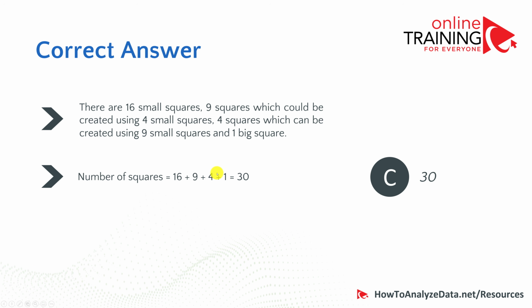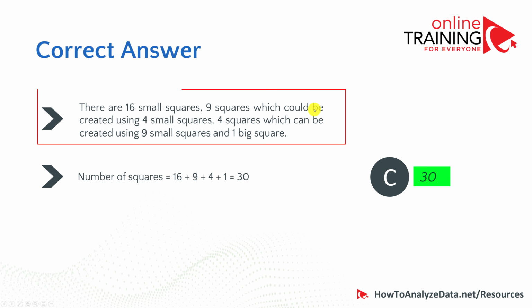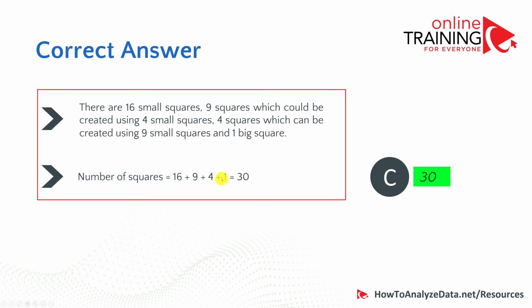And the correct answer is 30, because there are 16 small squares, 9 squares which would be created using 4 small squares, 4 squares which can be created using 9 small squares, and 1 big square. So that's how we come out with the answer 30. So you kind of have to know how to calculate it a little bit, but this question we see a lot as part of numerical reasoning tests and psychometric tests. So I just want to make sure that you guys are prepared.